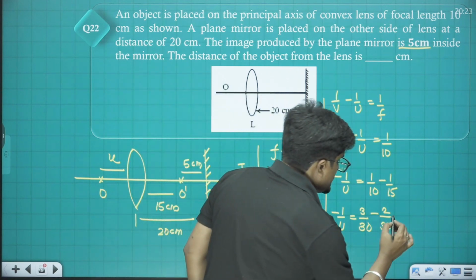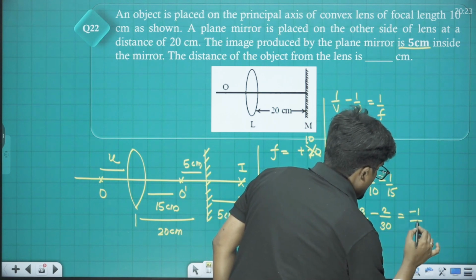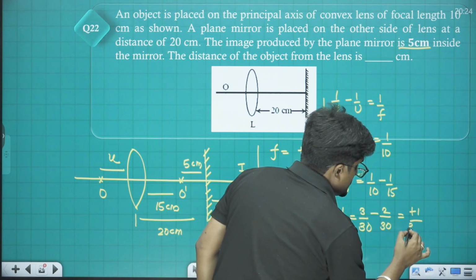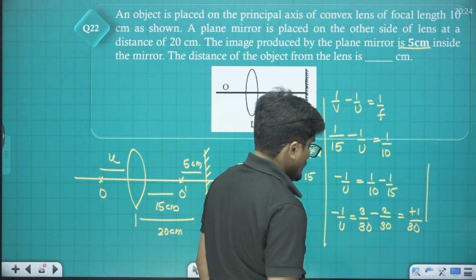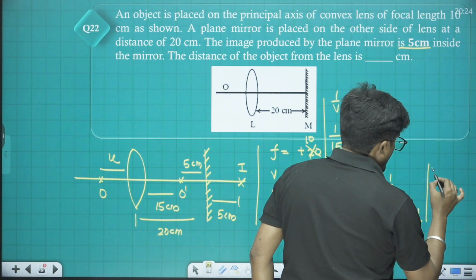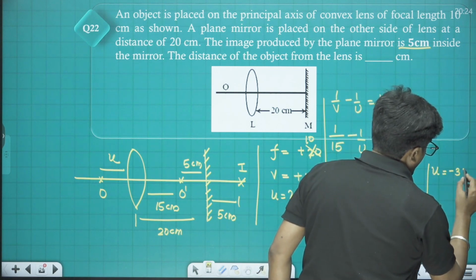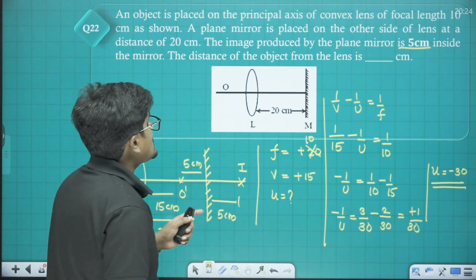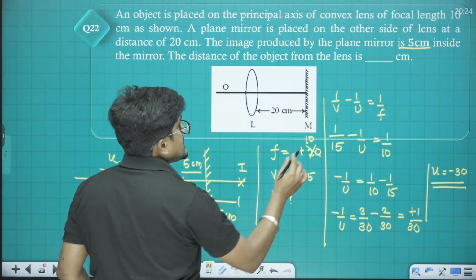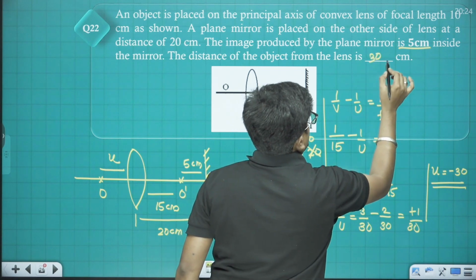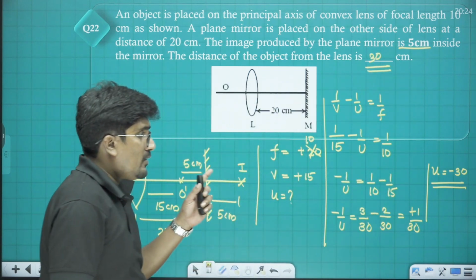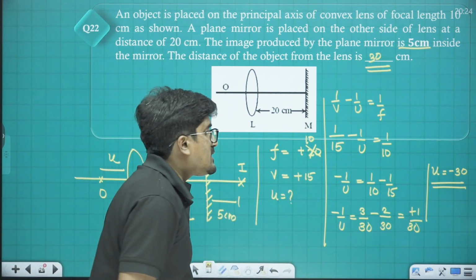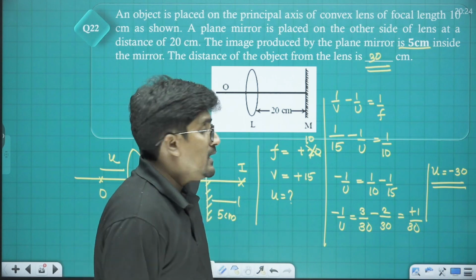So here 3 minus 2 is 1, not minus 1, all divided by 30, which means the value of U is going to be minus 30. That means the distance of the object from the lens is 30 centimeter. We got the value of U as minus 30, that means in front of the lens it is. So the distance can be marked as 30 centimeter.